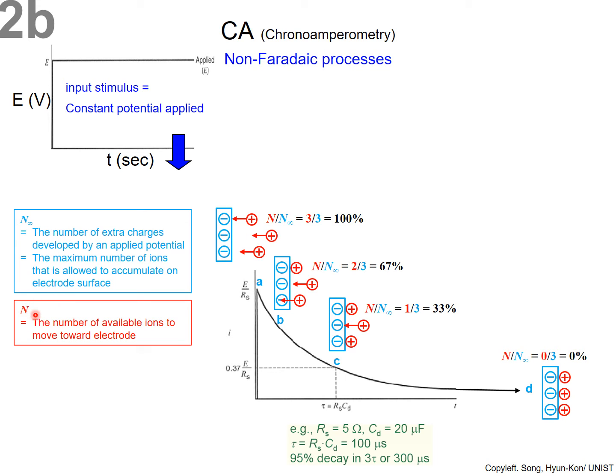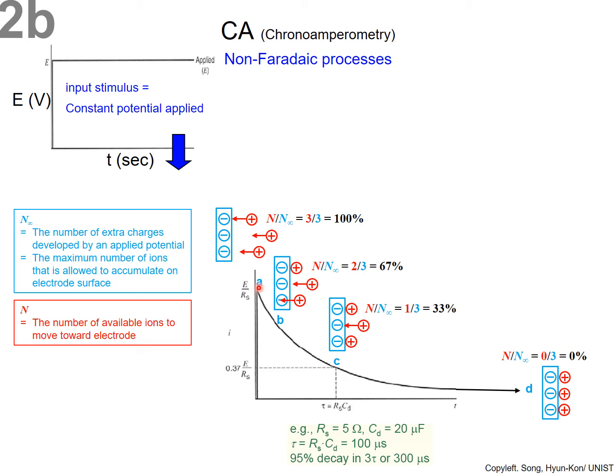And the next parameter is n. n is defined as the number of available ions to move toward the electrode. Then let's start with some applied potential. So right now, again, we have 3 negative charges in the electrode. And just after this potential with 3 negative charges is applied to the system, three cations start to move toward the electrode. So at point A, we have 3 for the number of available ions to move toward the electrode. 3 cations are moving, so 100% of cations relative to the maximum number of ions allowed to accumulate on the electrode surface are moving. So we could have a maximum current obtained.